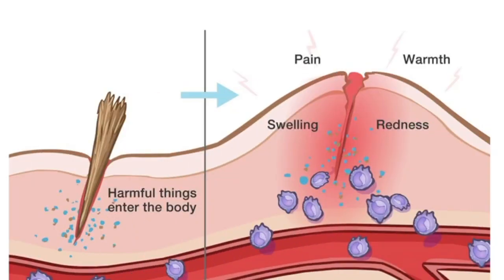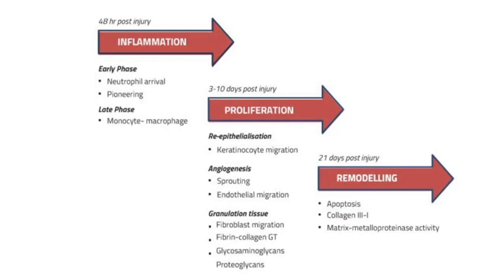Inflammation is characterized by the 4 cardinal signs and the disturbance of function. The 4 cardinal signs of inflammation are redness, heat, swelling, and pain. Inflammation occurs via 3 main phases. Phase 1, inflammatory response. Phase 2, repair and regeneration. And Phase 3, remodeling and maturation.